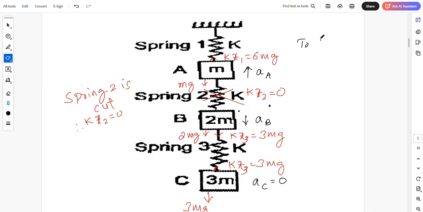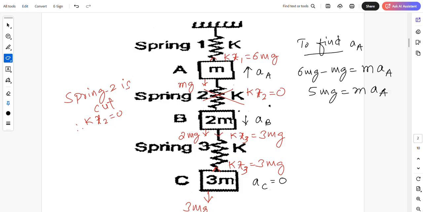Now to find AA, apply Newton's laws of motion here. Chalane wala minus rokne wala. Chalane wala is in the direction of acceleration, that is 6mg, minus rokne wala, this one, mg, is equal to mass into acceleration, m into a. 5mg is equal to m into a. m gets cancelled. AA is equal to 5g upwards.